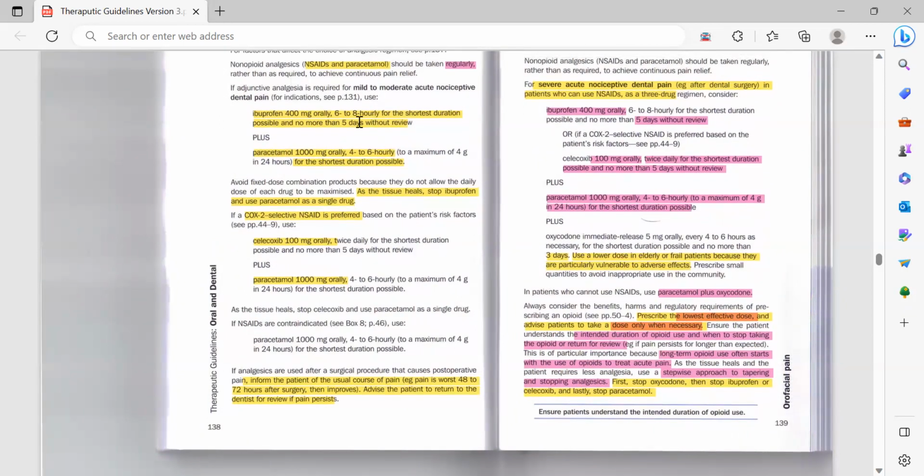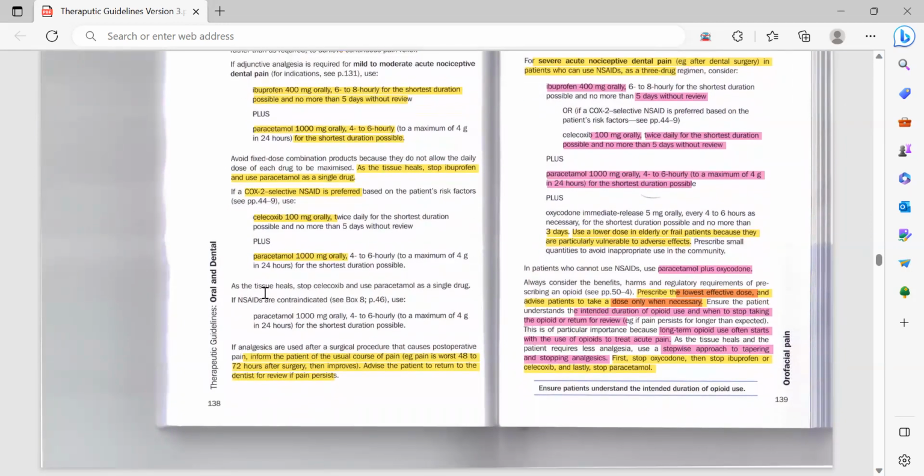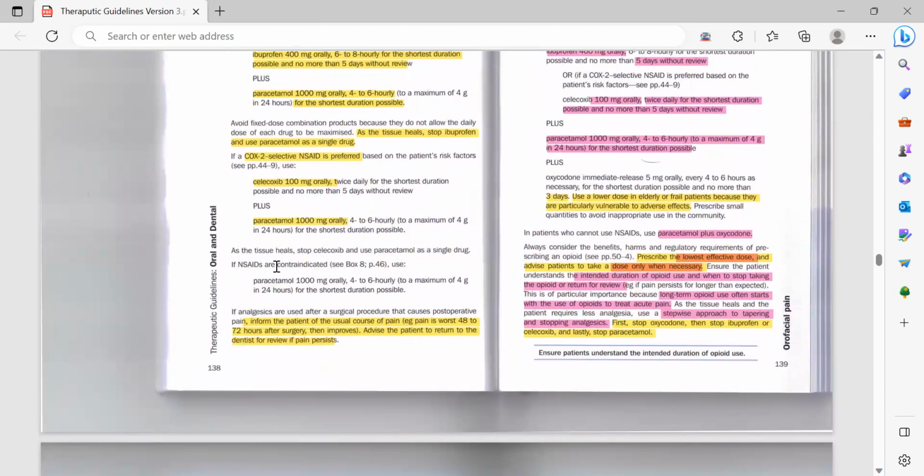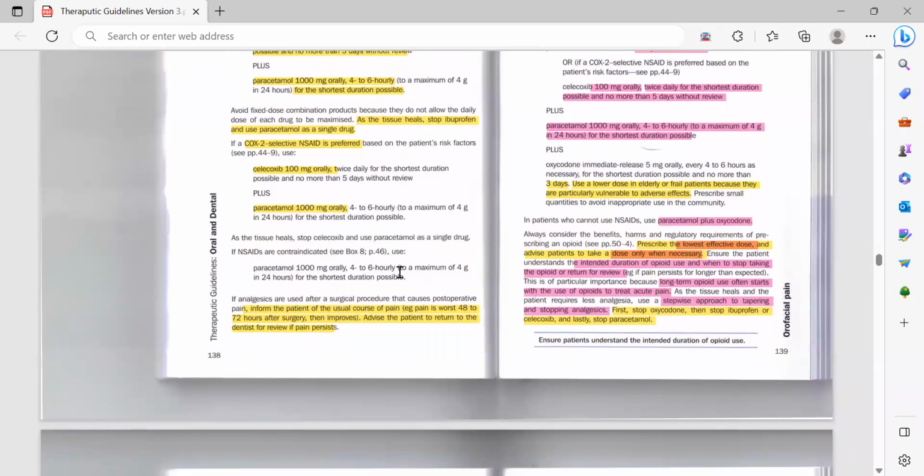You need to tell your patient, if you are prescribing any NSAID, that you do not take it for more than 5 days, and if you still require it, then come back for a review and we will find out what's actually happening, because generally the pain should get better within 5 days. As the tissue heals, then stop celecoxib and use paracetamol alone. If NSAIDs are completely contraindicated, then use only paracetamol 4 to 6 hourly for the shortest duration possible.